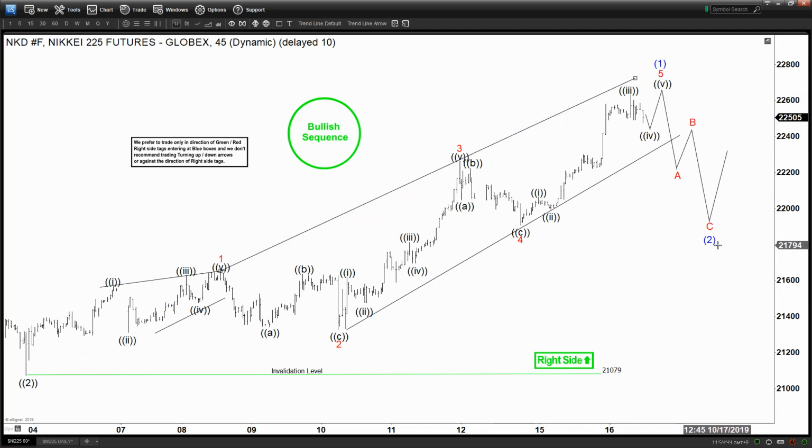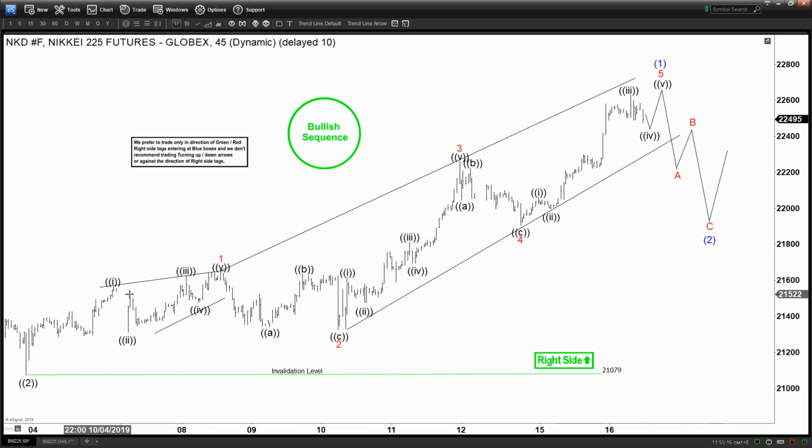This pullback in wave 2 should be correcting this entire 5 waves up. So we should get a larger pullback. Then after that pullback is complete, we should be looking for another leg higher in the Nikkei. So again, we do like more upside here, and we do think that any pullback, when seen, should find buyers in a sequence of 3 waves. As long as this level is holding here, we should then get another leg to the upside.